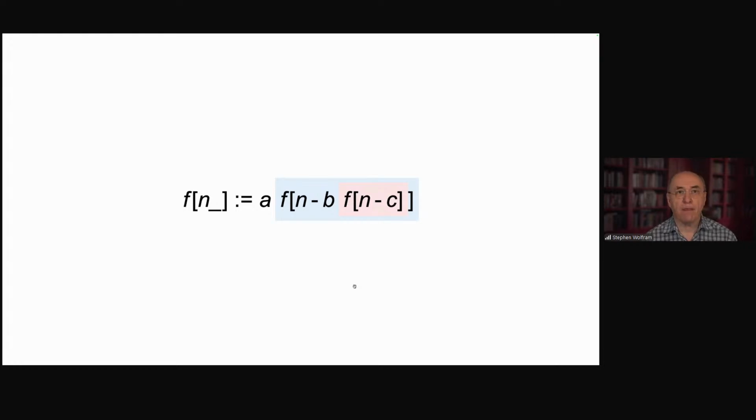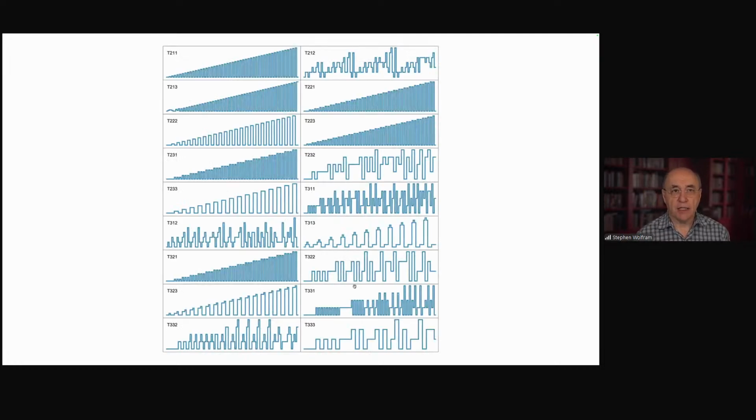Okay. Well, so here are some examples of behavior one gets for this T family. In each case, we're plotting on a log scale, and we're not including the T1 blank blank cases, which are always trivial. So we see that some sequences have very regular and readily predictable behavior, others do not. And this is reflected in the evaluation graphs for these functions.